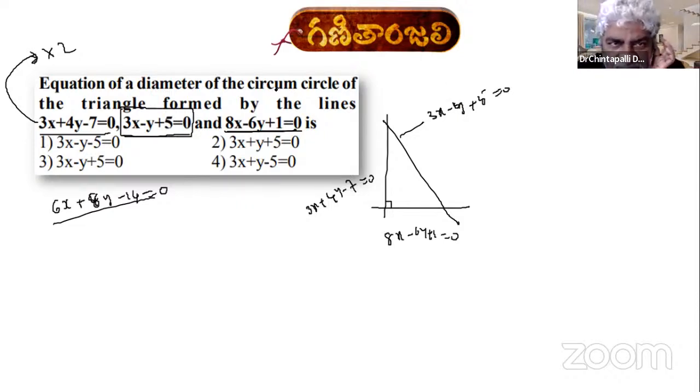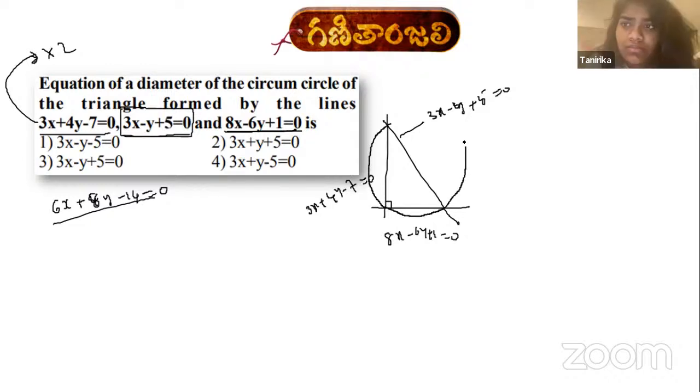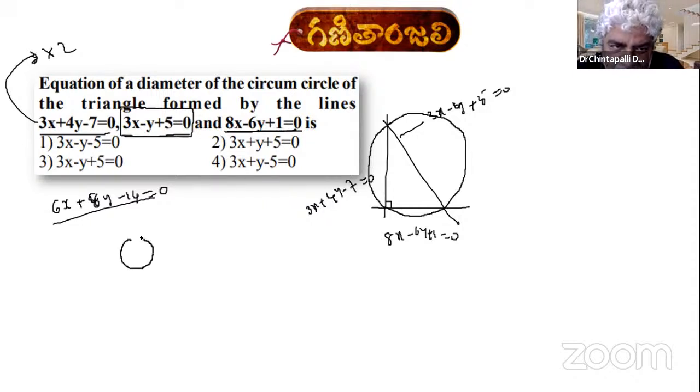Now, the equation of the diameter of the circumcircle. One circle is drawn connecting the three vertices. This circle is called the circumcircle. As you know from previous classes in high school, there is a theorem in geometry: if you take any circle, it is a half circle, a semicircle, and the angle in that semicircle is 90 degrees only. This is called the angle in a semicircle is 90 degrees.